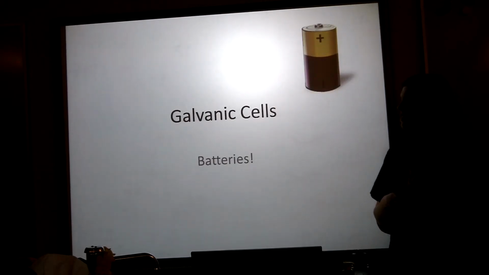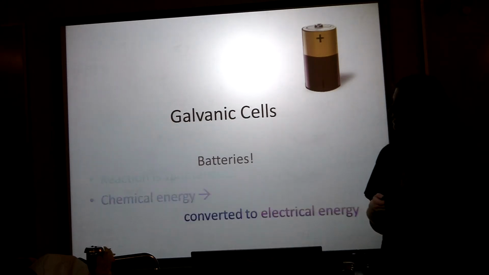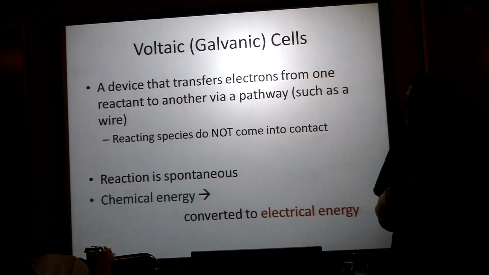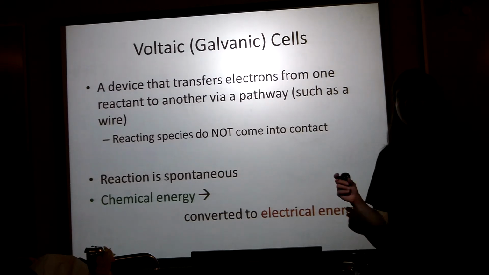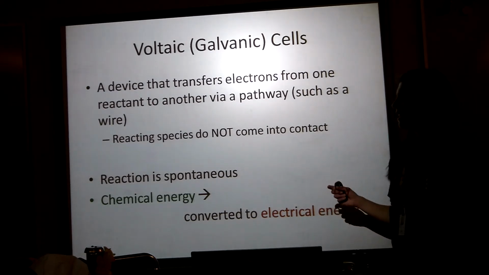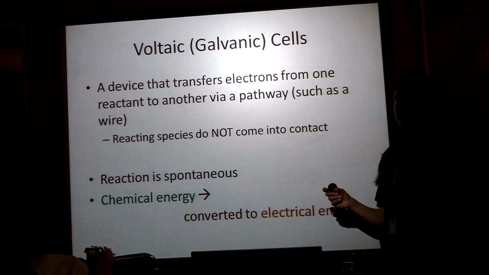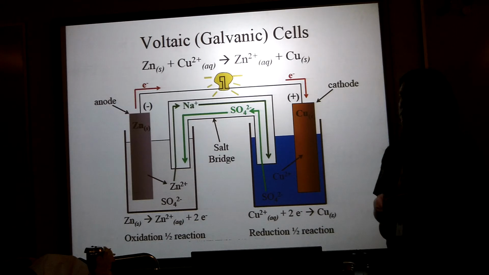Okay, so galvanic cells, otherwise known as voltaic cells, otherwise known as batteries. These are devices that, again, separate those redox reactions into two separate half cells and allow the electrons to be transferred through a pathway such as a wire. So now you're creating a flow of electrons. That's electricity. So here's an example of it.